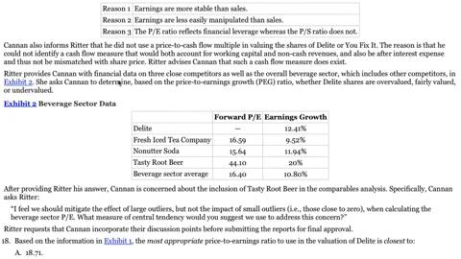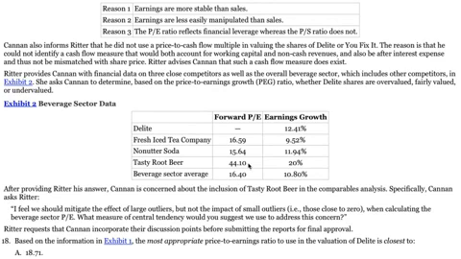Ritter provides Cannon with financial data on 3 close competitors, as well as the overall beverage sector, which includes other competitors in Exhibit 2. And Exhibit 2 is down here. She asks Cannon to determine, based on the price-earnings growth, the PEG ratio, whether Delight shares are overvalued, fairly valued, or undervalued. So here's Delight. We don't have a forward PE. There's our earnings growth. And we have the forward PE on 4 other beverage companies, and we have their growth.